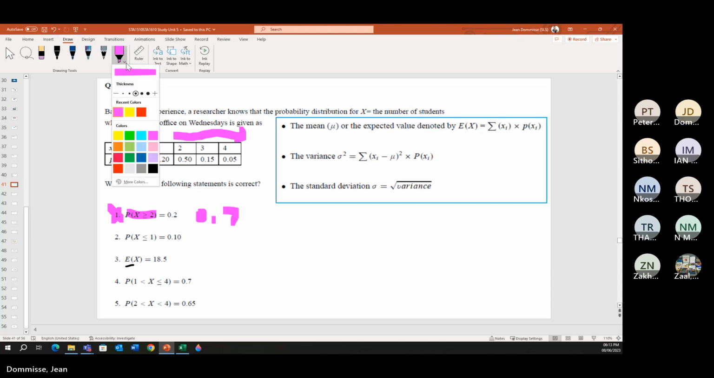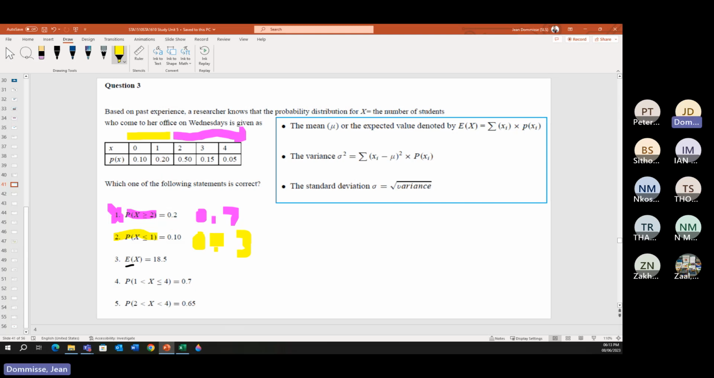Okay, so that should have been 0.7. Let's just get another color for x smaller or equal to 1. Okay, so it's those two. Smaller or equal to 1, so it's 1 or 0. And that would be 0.3, because if you add those two together, that would be 0.3.